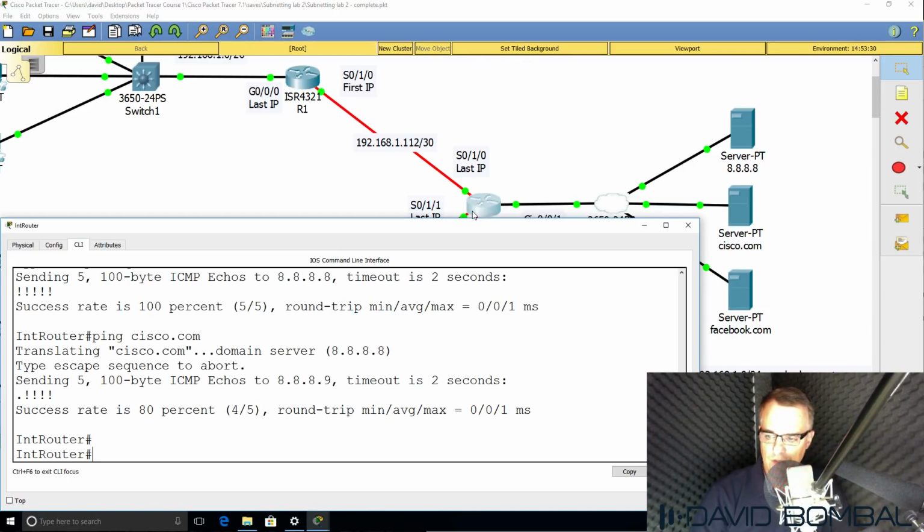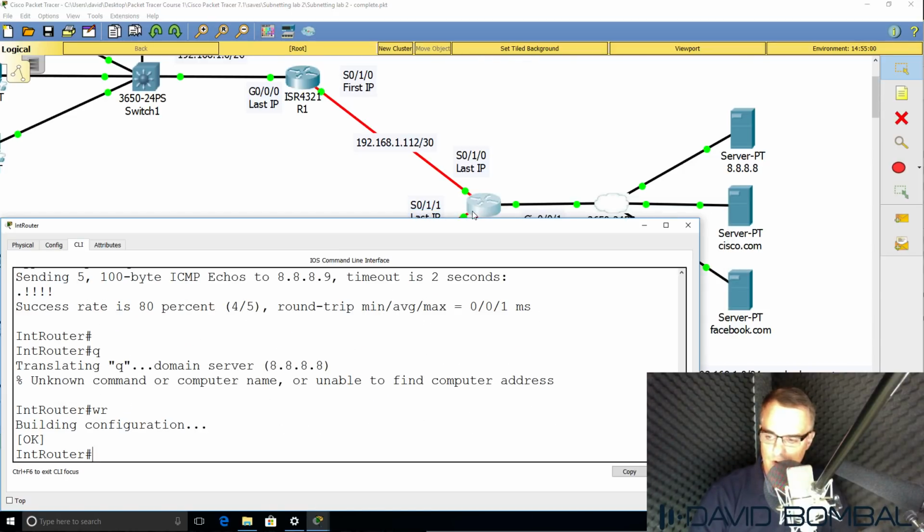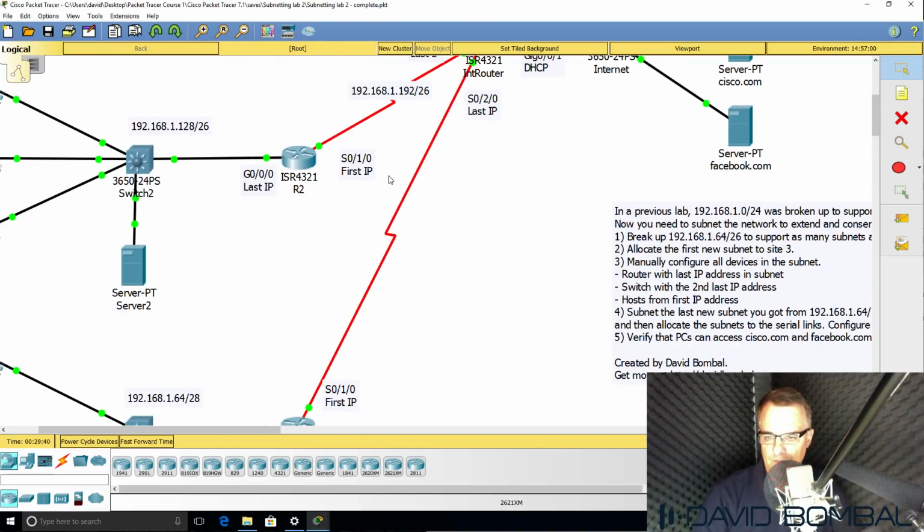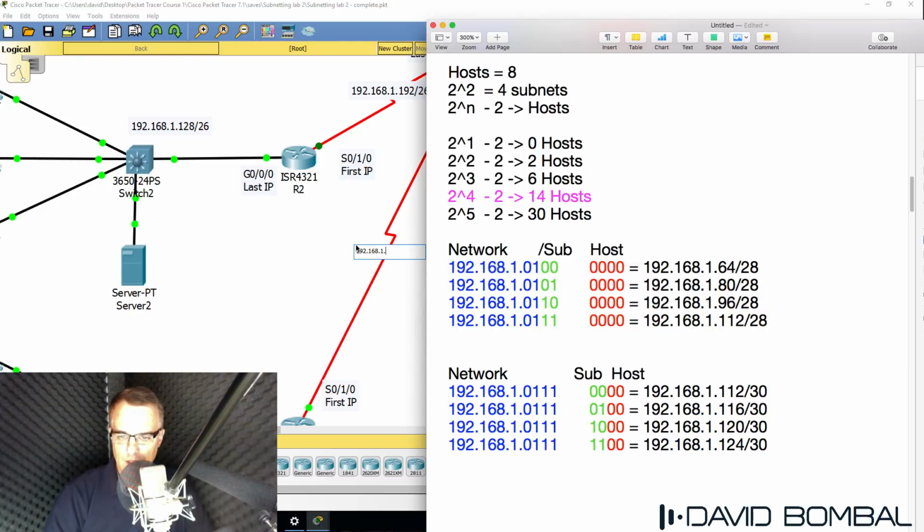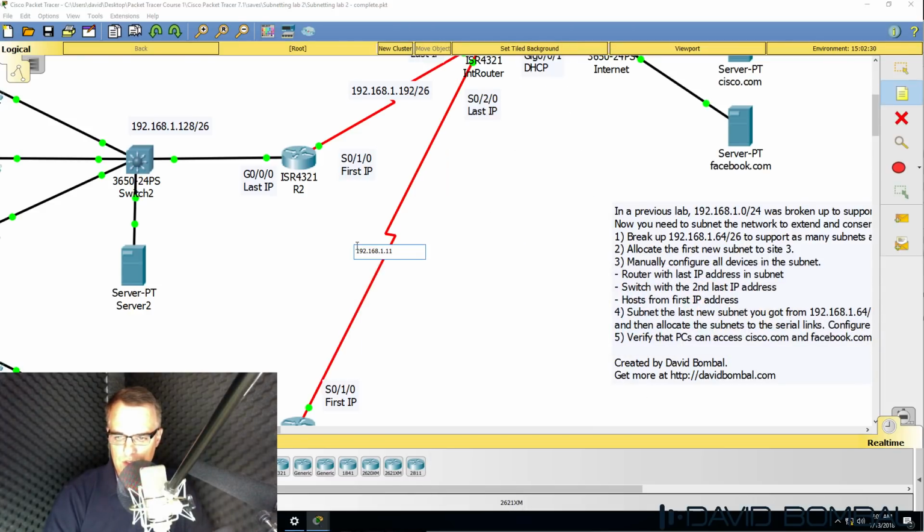I've now successfully updated the internet router and router 1 with the new subnet. Next thing I need to do is configure a subnet on this link. So this will be 192.168.1. And I'll choose the next one, which is 116/30.